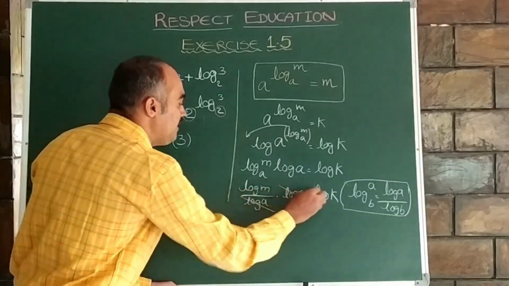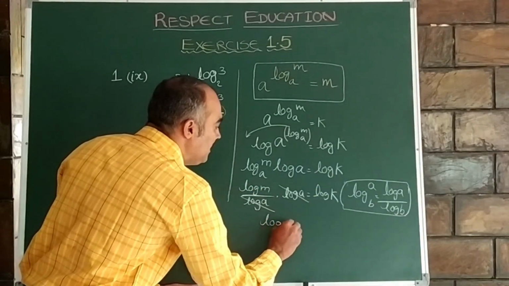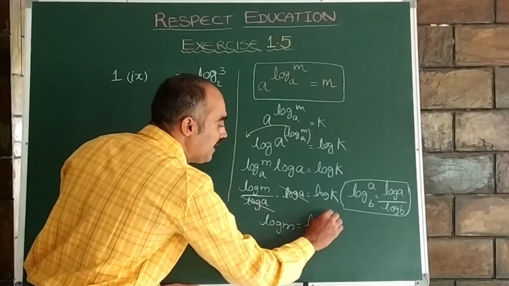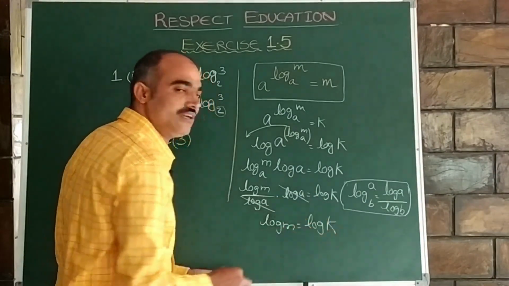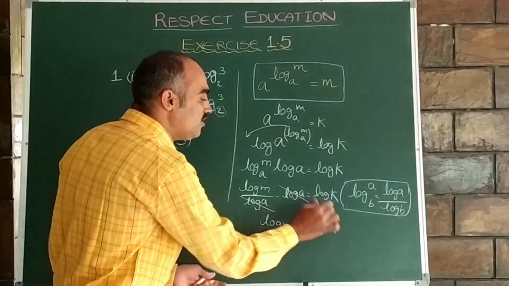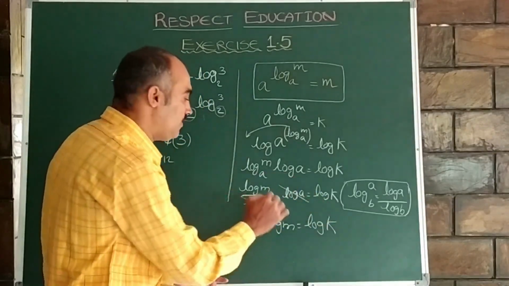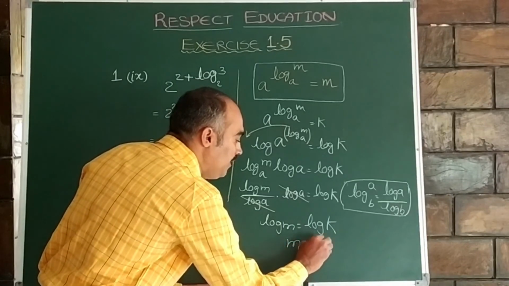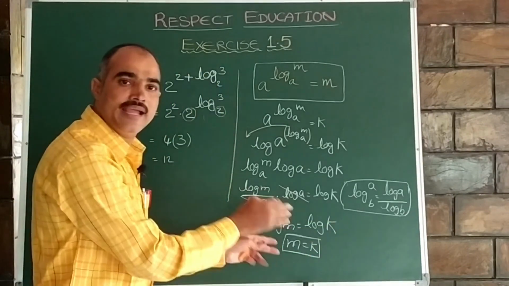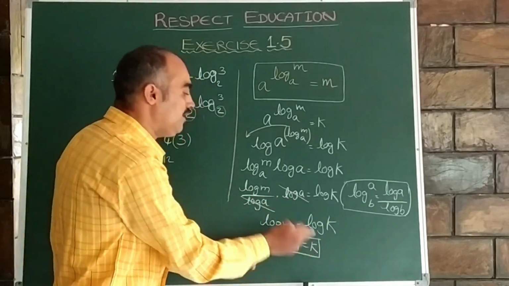Now finally we got here log m is equal to log k. When the logarithm values are equal, we can say these numbers are also equal. If log a equal to log b, then a equal to b. If log m equal to log k, then m equal to k. In other words, we can say k equal to m. In place of k, we can write m.